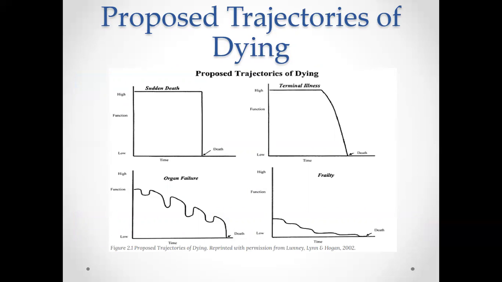The concept of a dying trajectory was first suggested by Glaser and Strauss in 1965 and refers to a change in health status over time as a patient approaches death. Glaser and Strauss identify different patterns of dying: sudden death, lingering, and the vacillating pattern. Illness trajectories describe the time-related decline of functional status across a broad spectrum of illnesses.